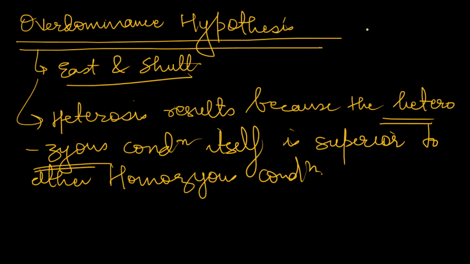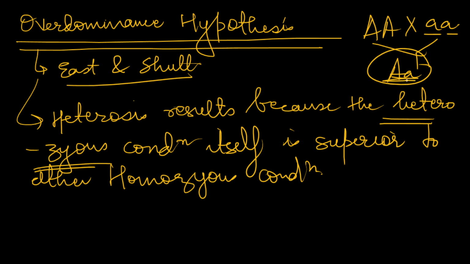Suppose you have two homozygotes, AA, one homozygote, and small aa, another homozygote. When the heterozygote Aa forms, with different alleles while these have similar ones, it itself is superior. It does not have to prove anything. If the homozygote is, say, 10 units and the other 6 units, the heterozygote will show 12 units because it is itself superior. So this is what East and Shull want to show us.